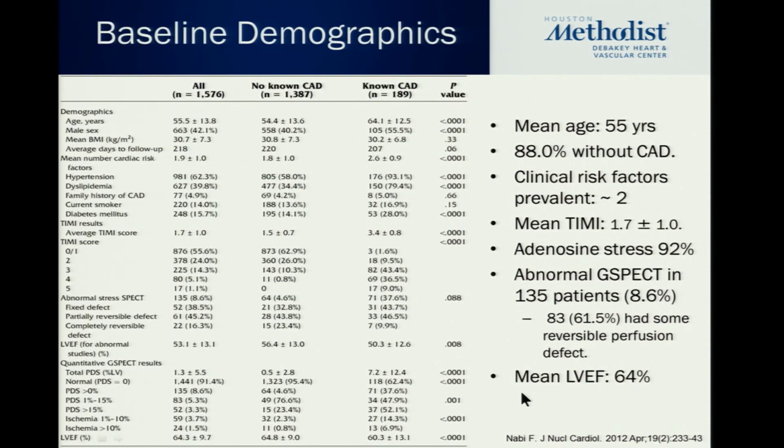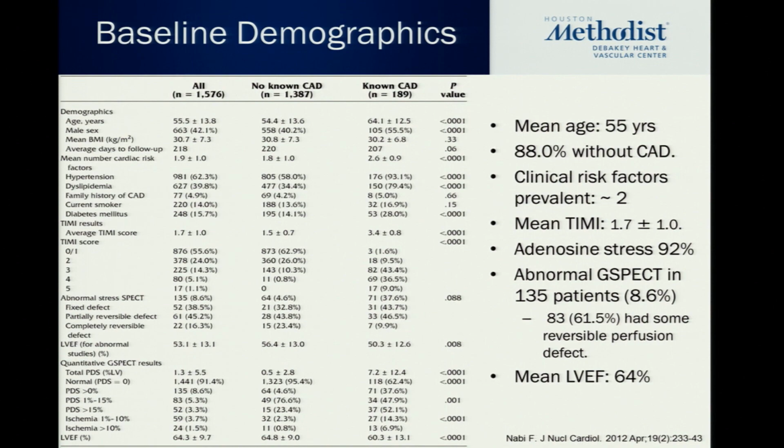These were your classic ED patients, low to intermediate risk patients. Age was kind of middle-aged. The cardiac risk factors were there. Mean TIMI risk score was low. They all got gated SPECT imaging. You can see the percent abnormal in this study was 8.6%.